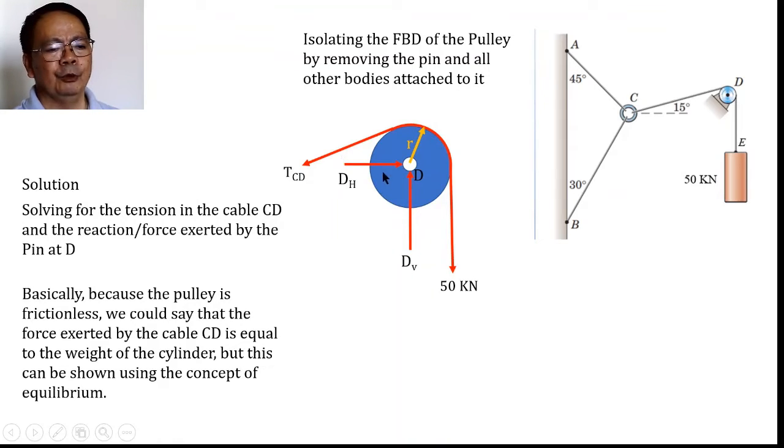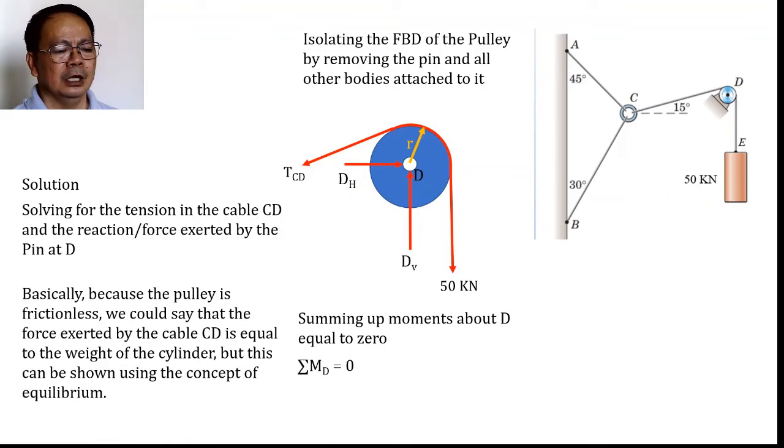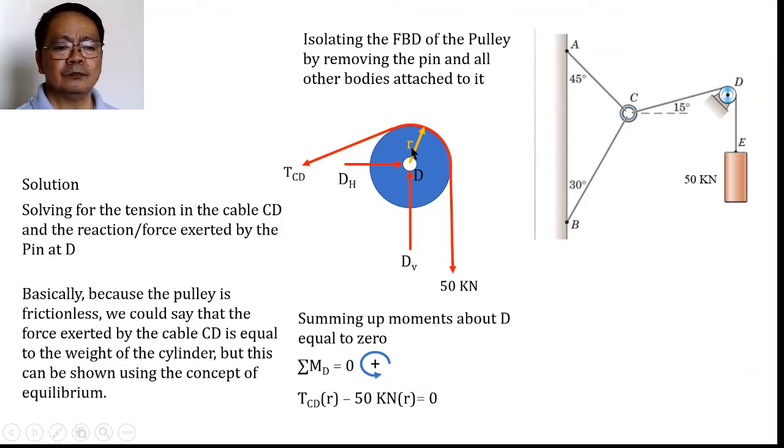Kapag solve natin CD, we will be taking summation of moment about this point D. You will notice that DH and DV will just be cancelled because they will create no moment. And we can have the summation of moment about D equal to 0. Okay, if we will consider one direction positive, assuming that counterclockwise is positive, then we apply the moment equation. Ano ba yung magiging moment arm ng TCD? TCD will have a moment arm equal to the radius of the pulley, and that is equal to TCD times R. Okay, similarly, yung 50 will have a moment arm equal to the radius, and that is also 50 times R. And if this will be simplified, R will cancel each other there, and you can have the value of T of CD, which is equal to 50 kilonewton.